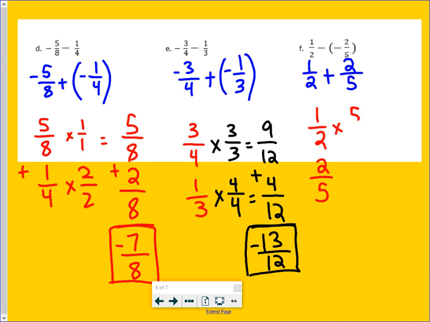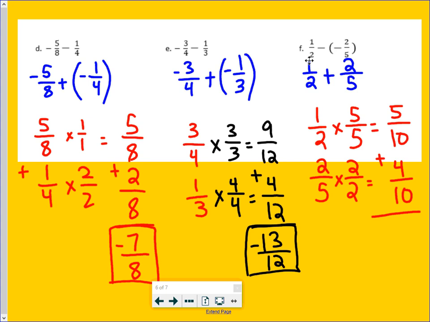So for the first one, we're going to multiply by 5/5, which gives us 5/10. Remember, we're adding. And then for the second one here, 2/5, we're going to multiply by 2/2. That gives us 4/10. Once we add those up, add the numerators, we get 9. Keep the denominator. And they were positive, so our answer is 9/10. There you have that one.